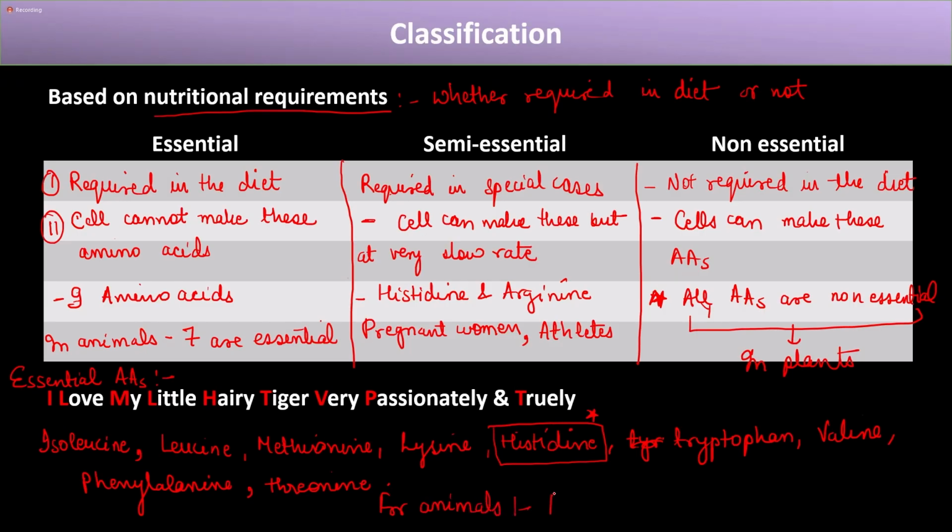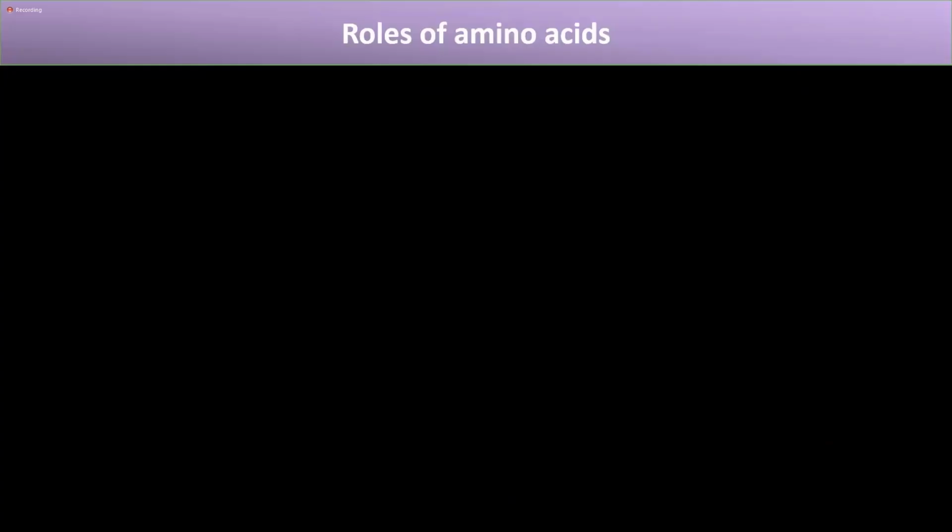What you can do is remove HEAD. So what is HEAD? Head is histidine, alanine, and threonine. If you remove these 3 amino acids, then the rest 7 are essential amino acids in the case of animals. So with this, we have completed the classification of amino acids.